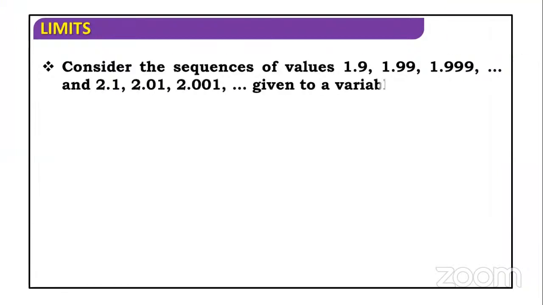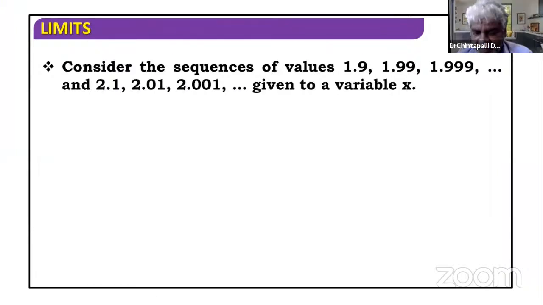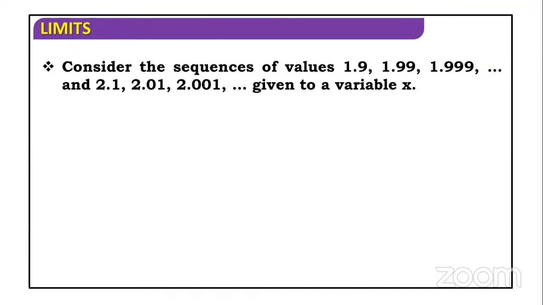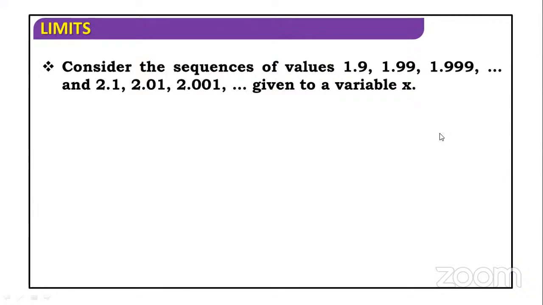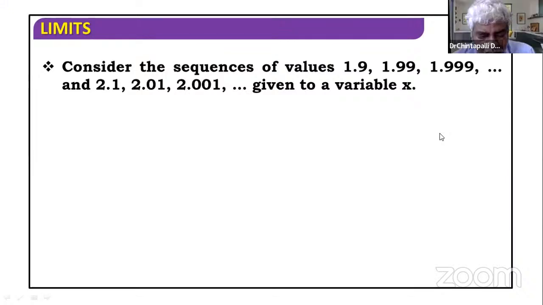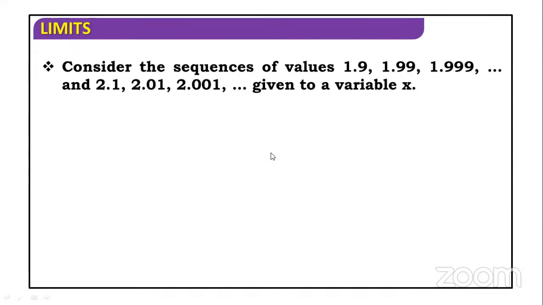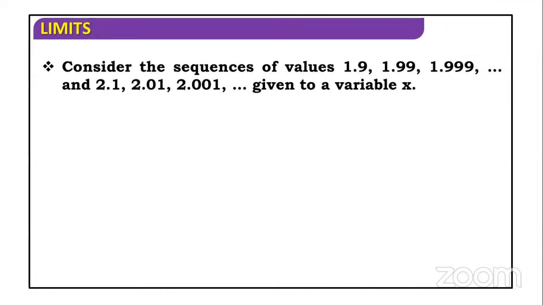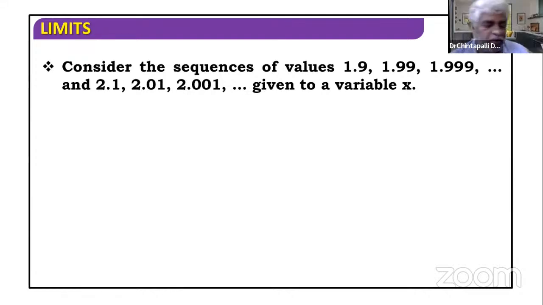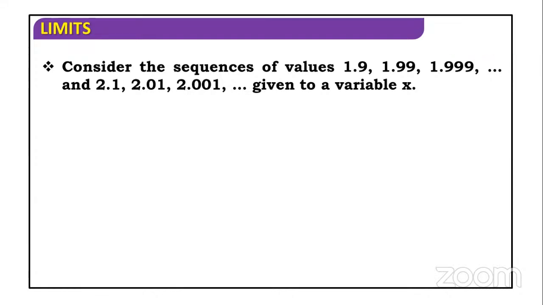Yeah, it is also the same, which we discussed previously. Do you remember? Yes, sir. And we had an introduction about this. Have a look at this. Consider the sequence of values 1.9, 1.99, 1.999 and so on, and 2.1, 2.01, 2.001 and so on, given to a variable x. These are the values of x.